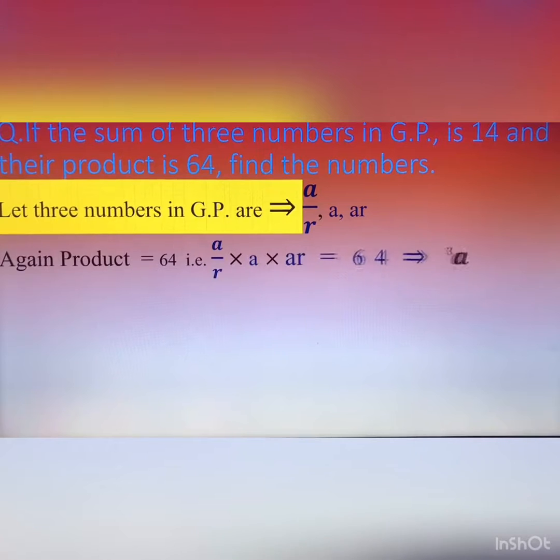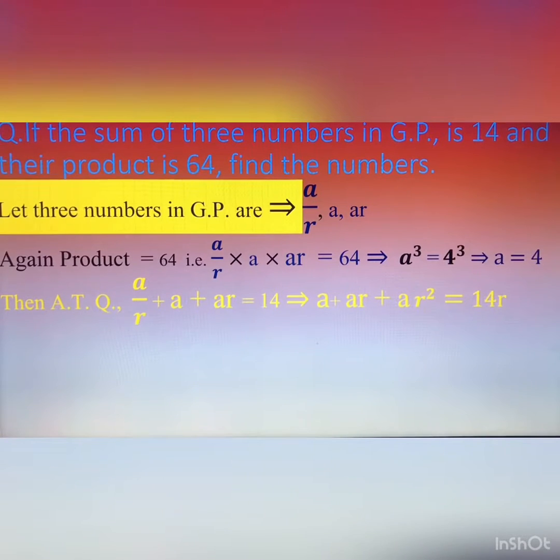According to the question, the product is given as 64. You will find the product, a divided by r into a into ar, equal to 64, and on simplifying you will get a cube equal to 4 raised to the power of 3. This gives a equal to 4 by comparing the bases. After that, the sum of these 3 terms is given as 14. So a divided by r plus a plus ar, the sum of all these 3 terms, is 14.